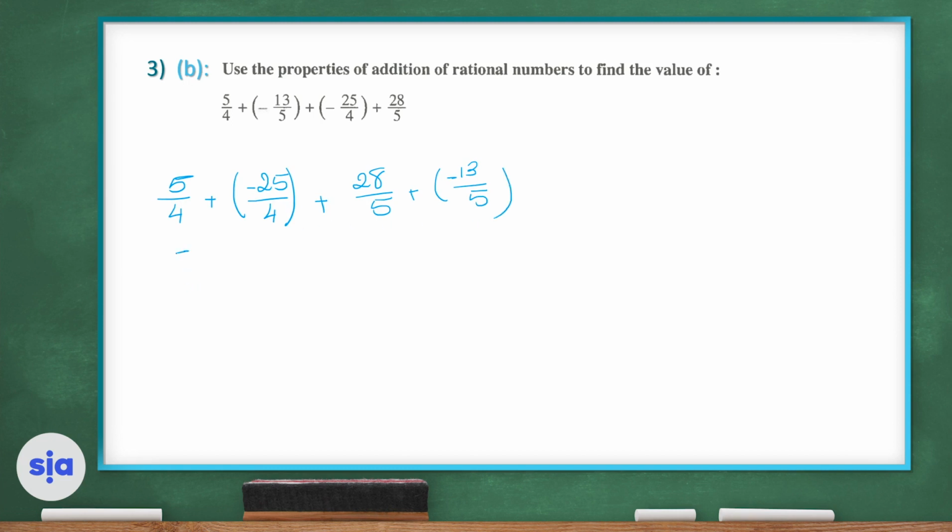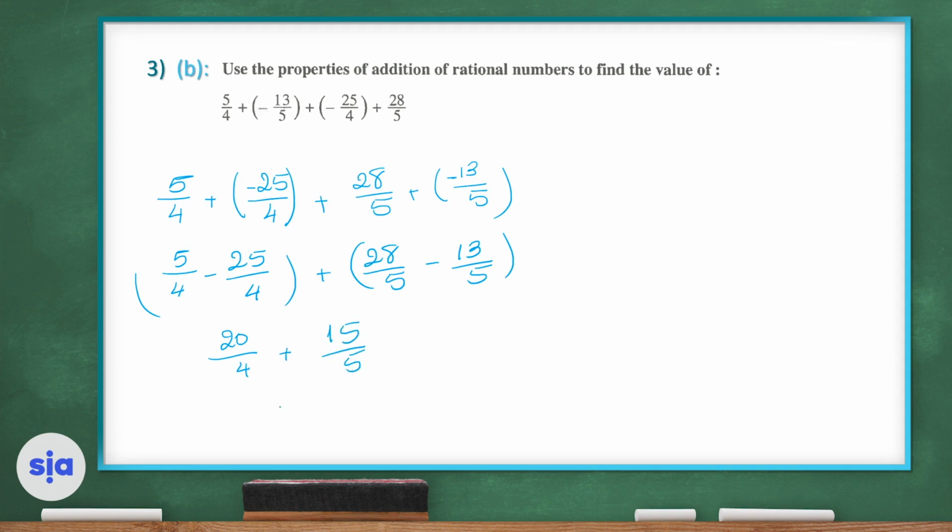So here it's 5 over 4 minus 25 over 4 plus 28 over 5 minus 13 over 5. To simplify each part separately, it will be 20 over 4 plus 15 over 5. If you simplify this, this is 5 plus 3. The final result is 8.